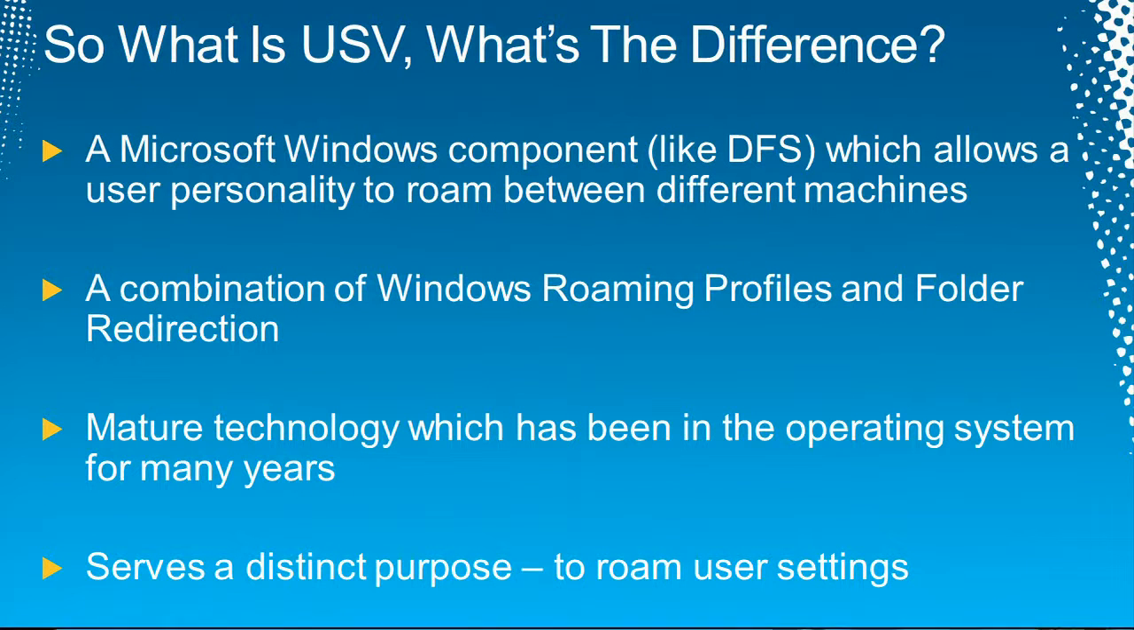Basically, USV, user state virtualization, is a Windows component. This is a piece of software, a piece of code, just like DFS or anything like that, that allows a user personality to roam between different machines. As Benny pointed out, it's important that those machines are the same operating system. USV is a combination of roaming profiles and folder redirection.